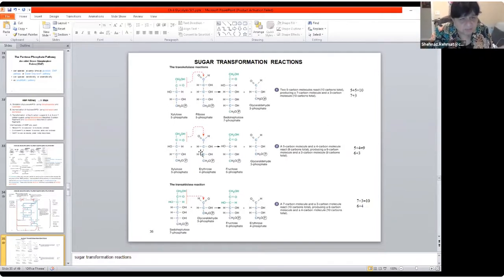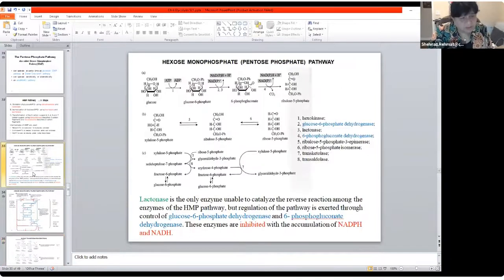Here is 5 and 4 coming together, xylulose and erythrose coming together to give you 6 plus 3, which is fructose and glyceraldehyde. And your transaldolase reactions, these are both transketolase reactions. These are transaldolase reactions, where the 3 carbons will be transferred. Here 2 carbons are being transferred. Here 3 carbons are being transferred. And your 7 plus 3 come together to give you 6 plus 4. So we've generated quite a few varieties of carbon compounds that can be used somewhere.